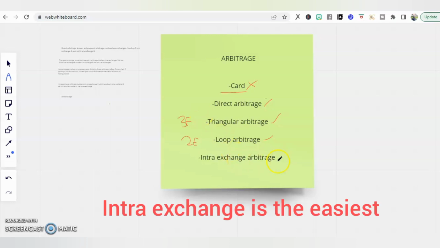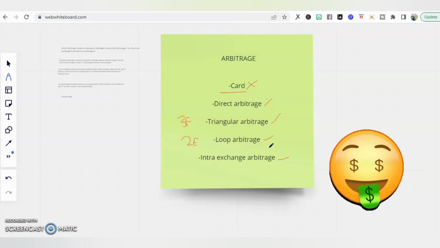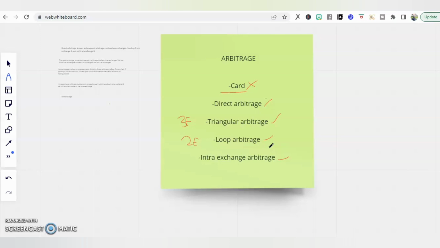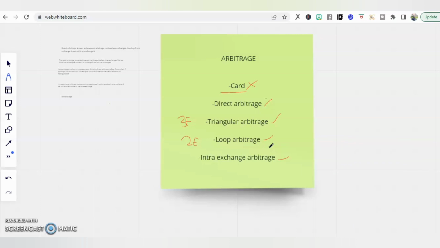And then another arbitrage you have is intra-exchange arbitrage. This intra-exchange arbitrage means that you are going to buy a particular coin in an exchange. You buy from market A, then you sell at market B for profit. For example, you can buy VET with BTC in a particular exchange. Then you sell your VET for ETH or for any other coin for profit in that same exchange.